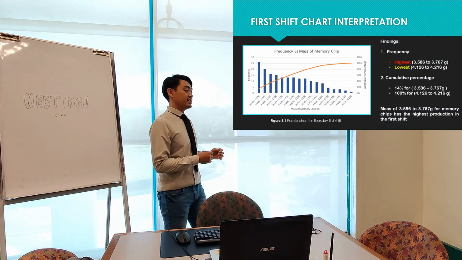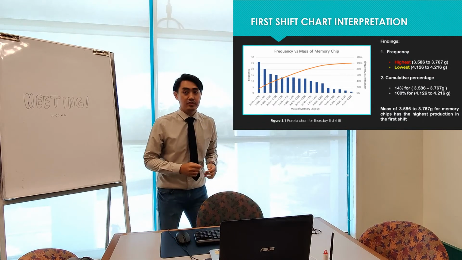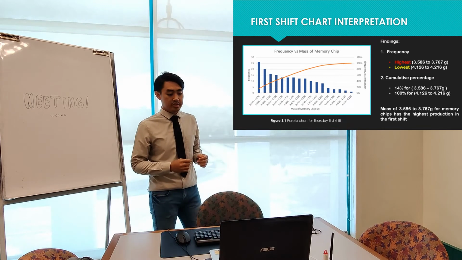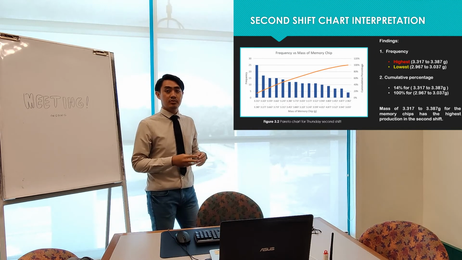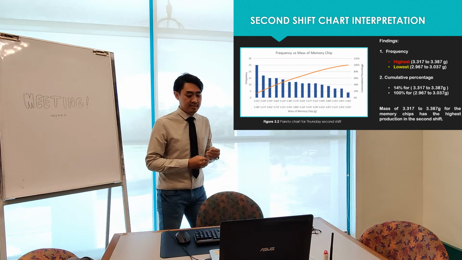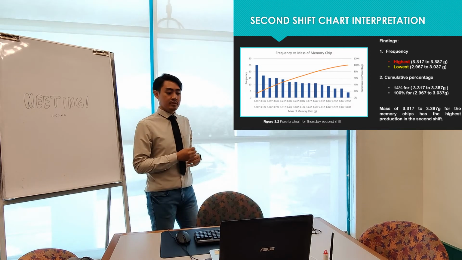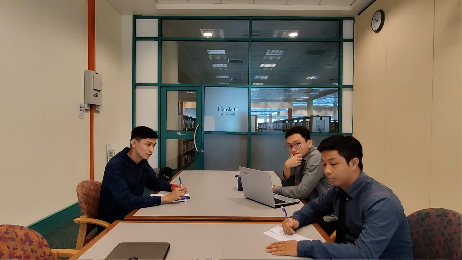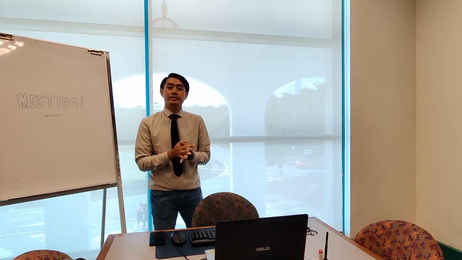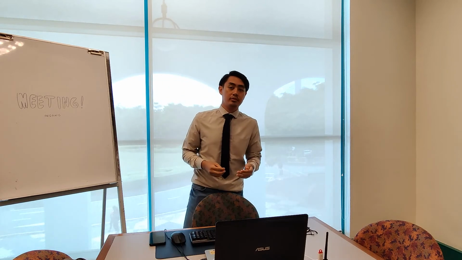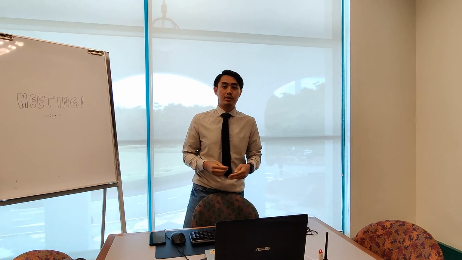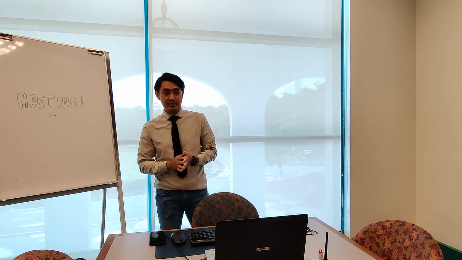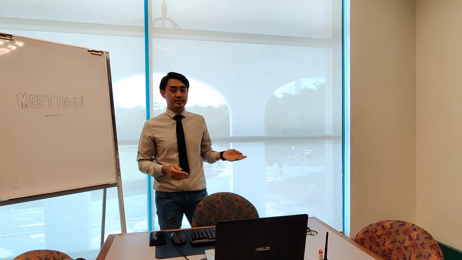Okay, for the Thursday first shift, the highest frequency is 26, for a memory chip weight of 3.63, while for the Thursday second shift, the highest frequency is 35, with a memory chip weight of 3.352. I think that's all for me on the quality tool to improve the quality of our data based on the weight of the memory chip. So Faiz, do you have anything to add in our schedule?